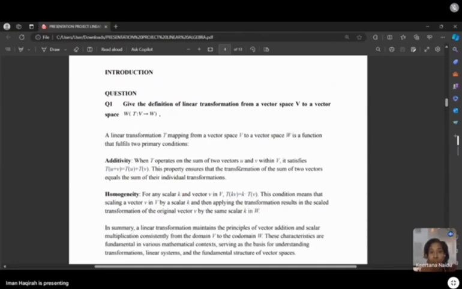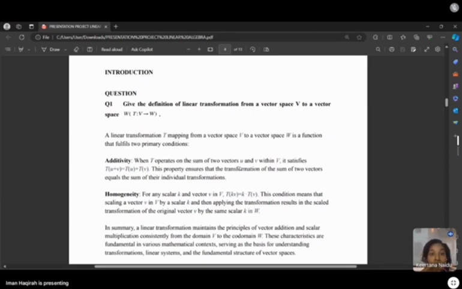So what is a linear transformation? A transformation is a technique in which a vector gets converted into another by keeping a unique element from each of the original vector and assigning it into the resulting vector. Now, as you can see in the slide, the definition of a linear transformation from a vector space V to a vector space W, T: V to W, is a function that fulfills two primary conditions, which are additivity and homogeneity.